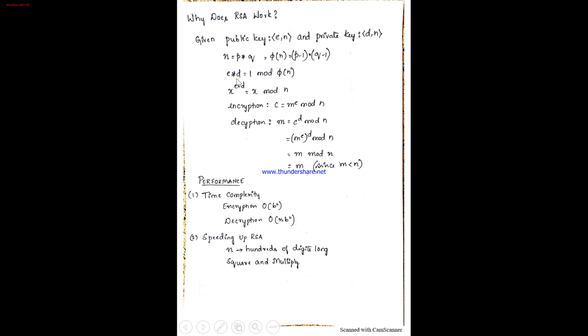E into d is what? 1. Okay, see, m mod n. If you remember, I had said the value of m should always be less than n. If m is less than n, then m mod n, the answer will be what? M. So this is how RSA works, or why RSA works. This is how they have designed the algorithm, so that we get back our message.